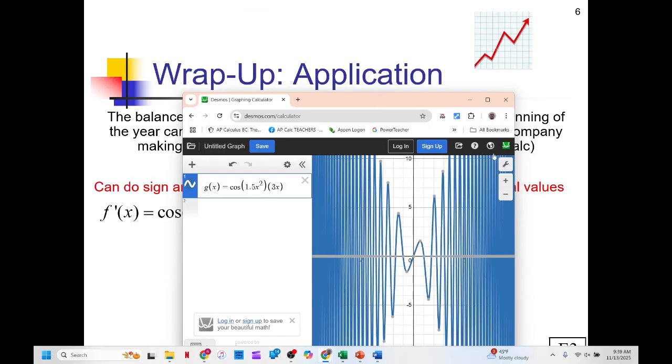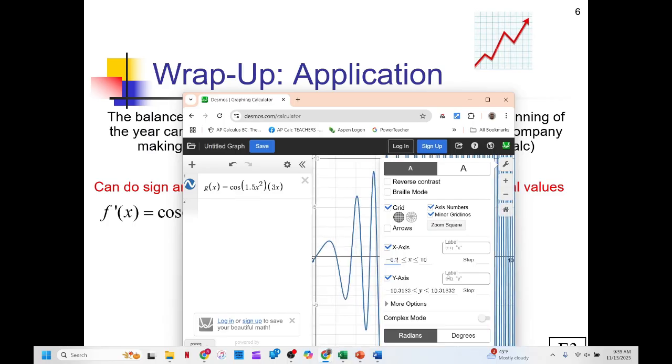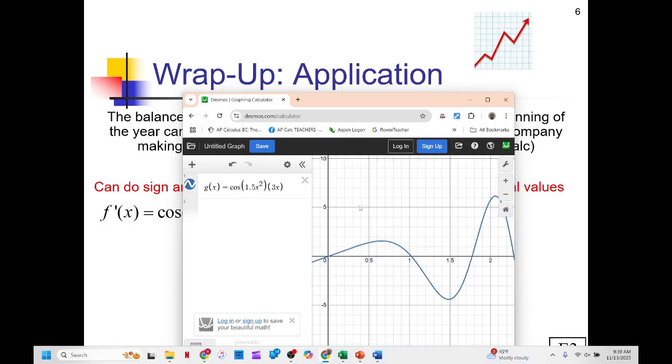So let's go to my little wrench here and adjust my x window. I'm going to make this go from a little less than 0, so negative like 0.2, and I'll make it go to 2.3. Always good to go a little further than the window you need. All right, so here's what we're looking at. We've got a critical value at 0, which we don't need to worry about because that's one of the endpoints. We have a critical value at 1.023, and we have another critical value at 1.772. We have another critical value all the way over here, but that's past 2, so we don't really care about that so much.